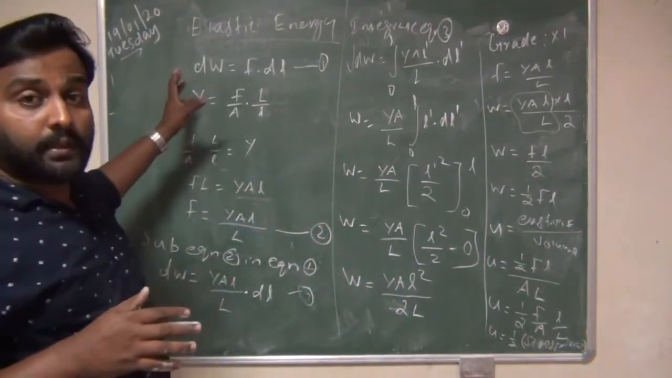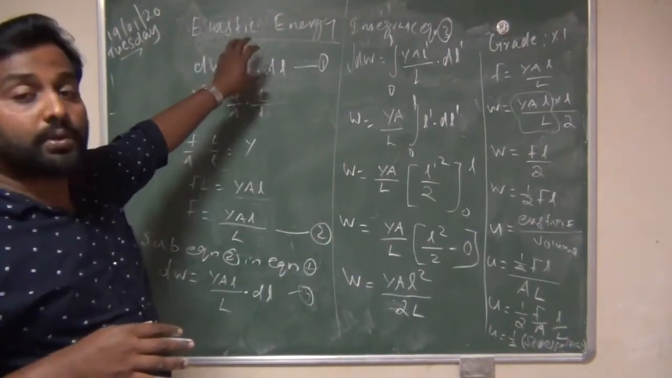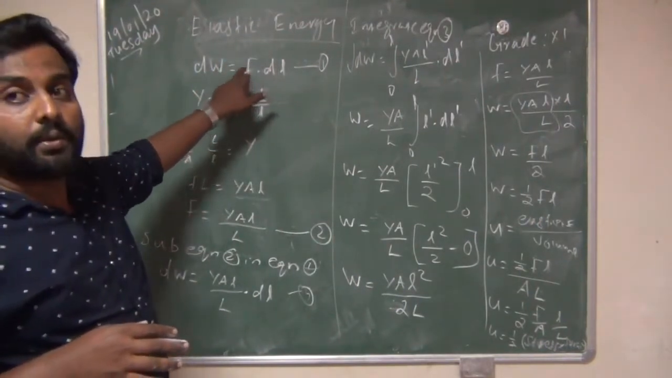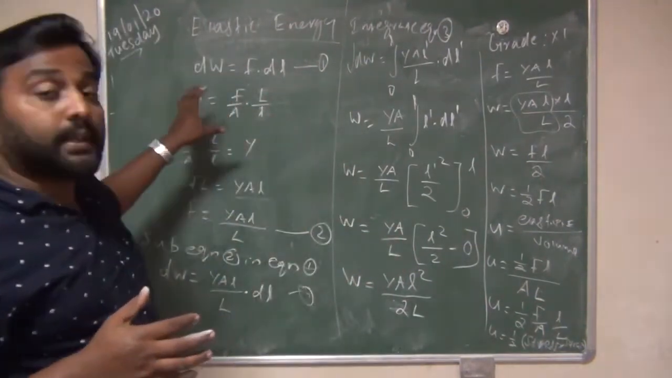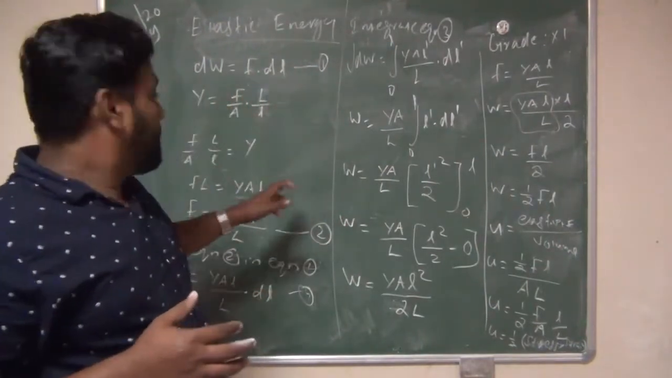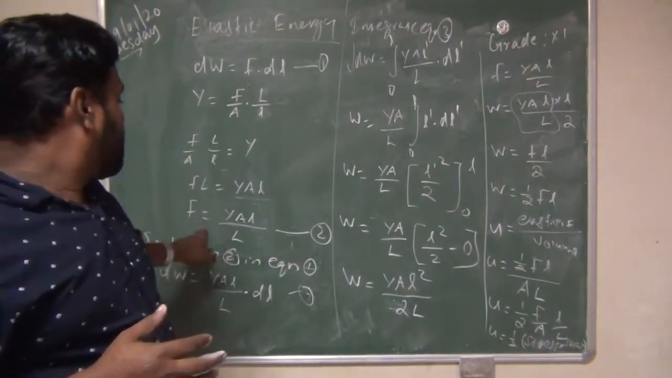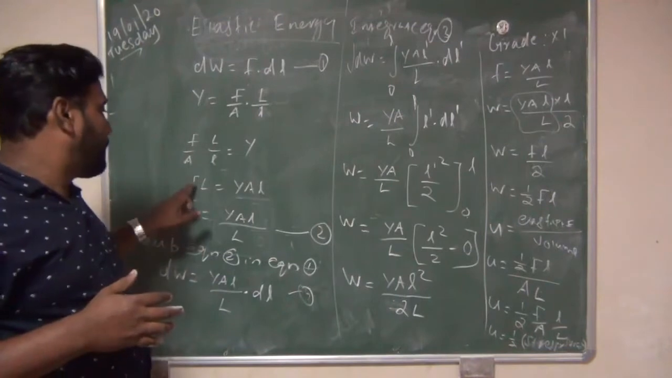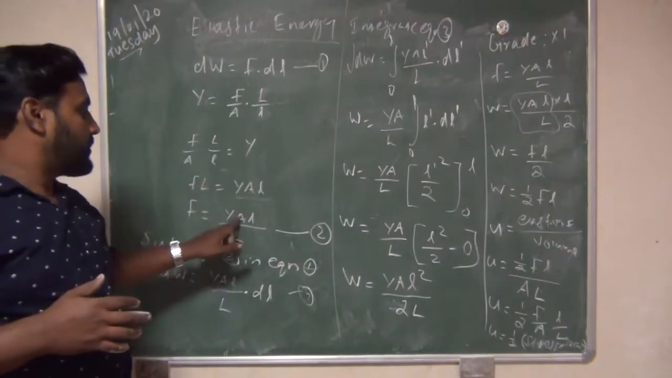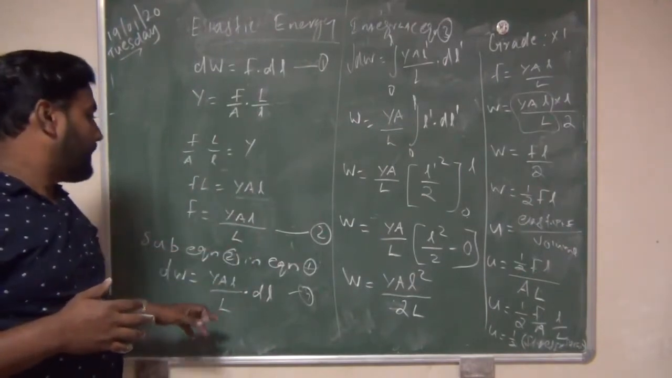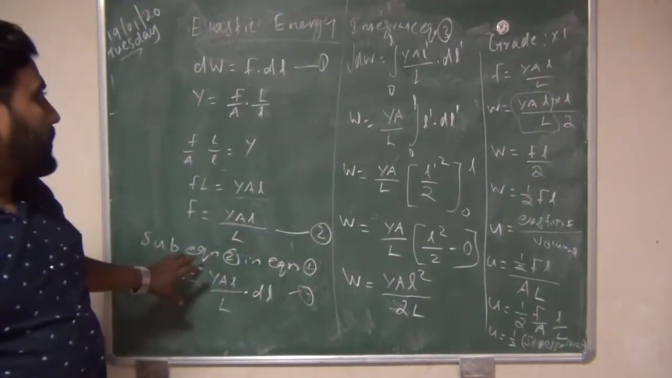So again you see we have to find out the work done. For that we are taking dW is equal to F dl, and we need to find this F value. For that we are choosing the Young's modulus formula. We know that Y is equal to F by A times L by L, and from this formula we are finding the force. So F is equal to, this A will go here, l will go here, this L will come down, so Y A small l divided by capital L. Now we are substituting this equation 2 in equation 1. So what will we get?